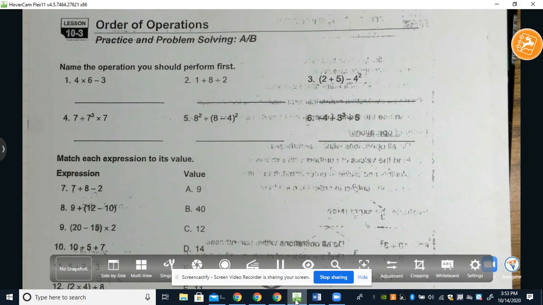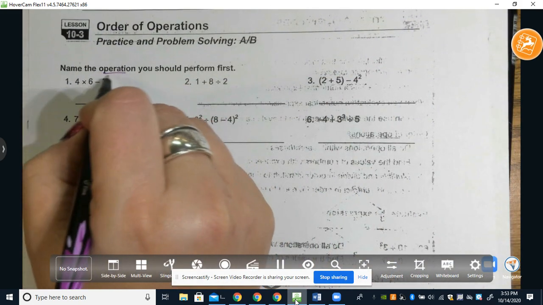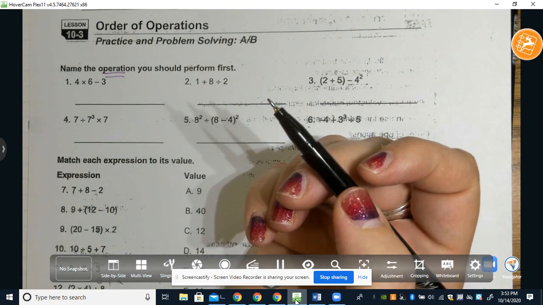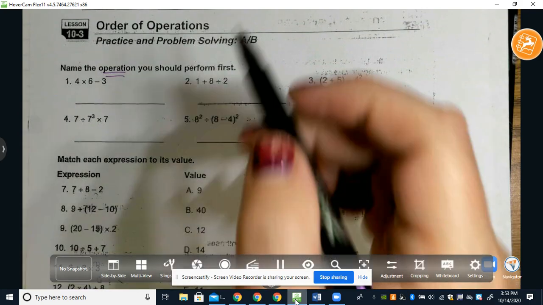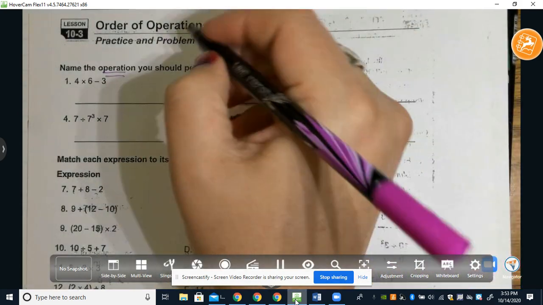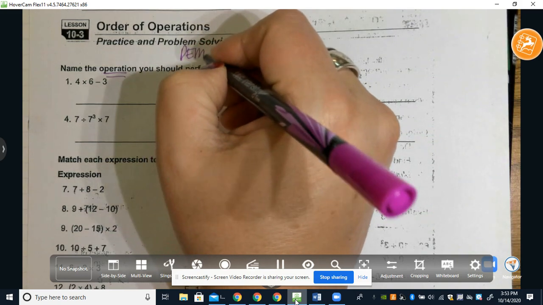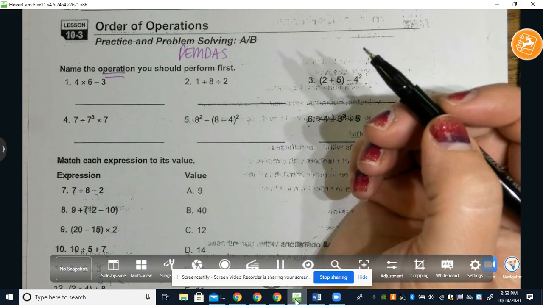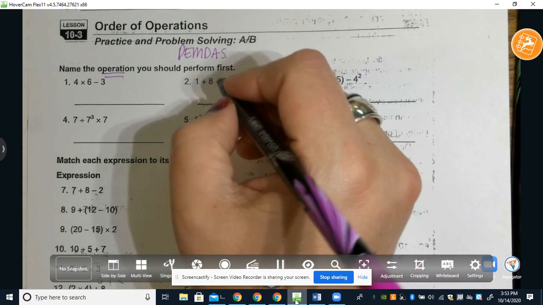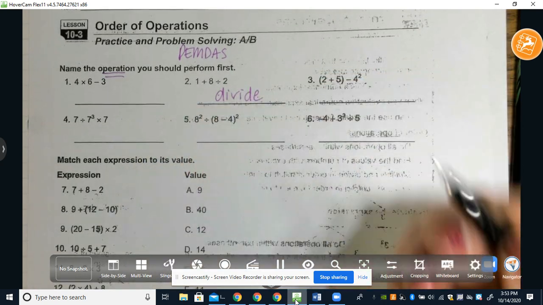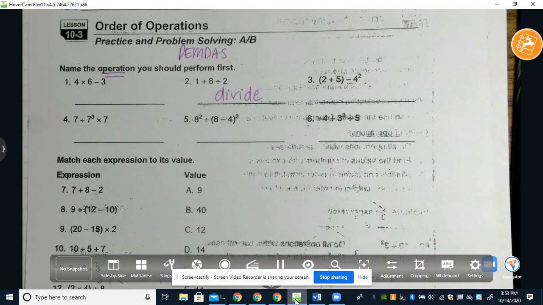So here, you're talking about the operation. You're not solving it. It's what operation you're dealing with first. So if I look at number 1, and remember, order of operations, PEMDAS: there's no parentheses. There's no exponents. There is division. So I need to divide first.